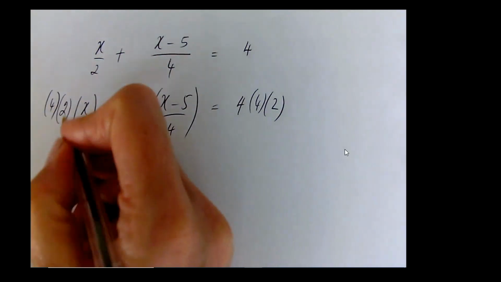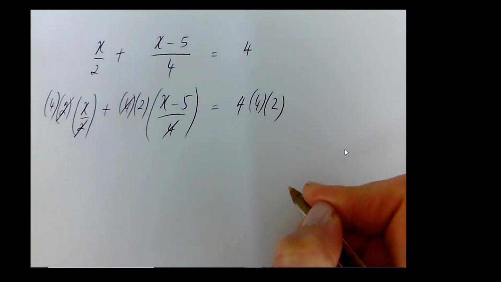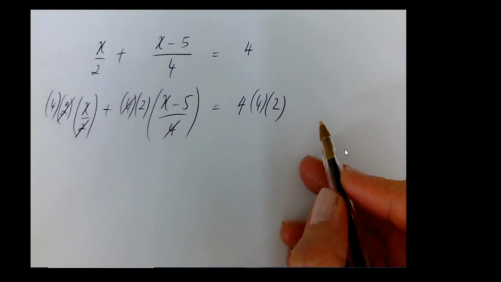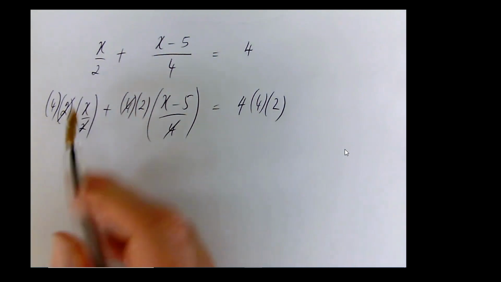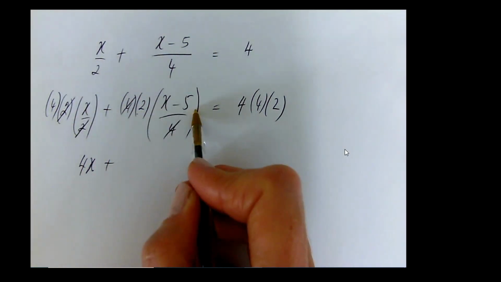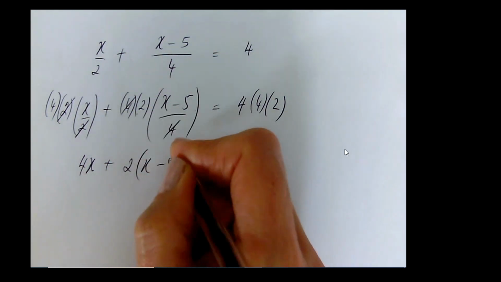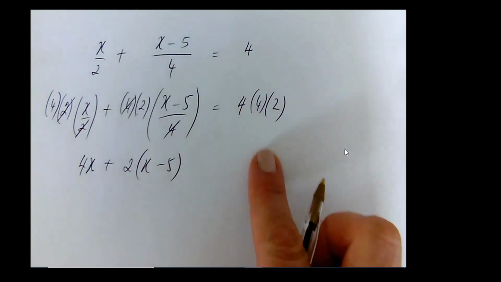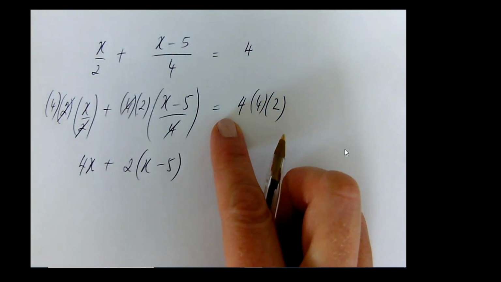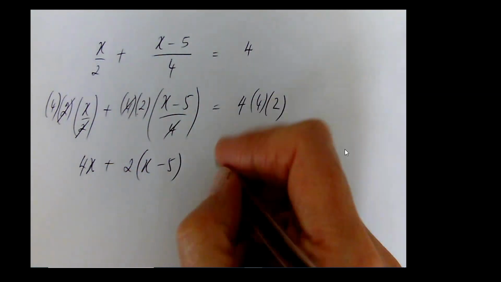So now what we have is this will cancel with this will cancel with this, and what I'm left with, now this is the important bit that you don't want to skip over too quickly, 4 times x, which is 4x, 2 times x minus 5. Now write this out. Do not multiply it out in your head when you're trying to just see what's left over, because trying to do too many things in one step causes mistakes. Okay, so just write that as 2 times x minus 5. We'll do it in the next step.